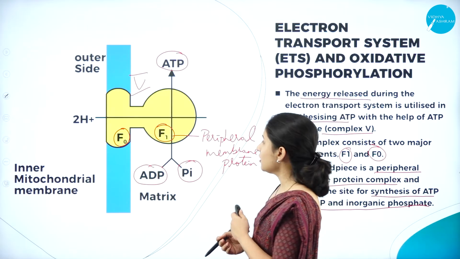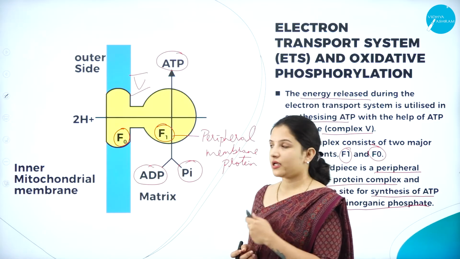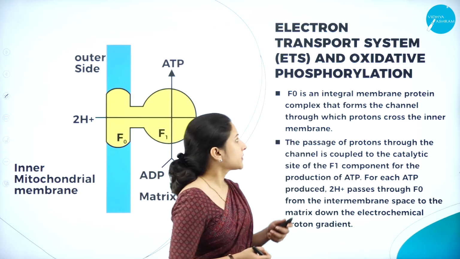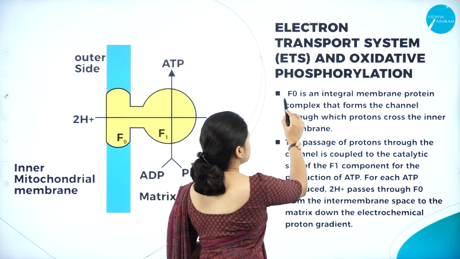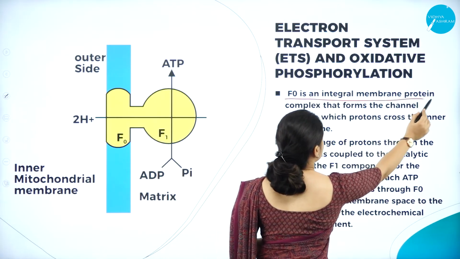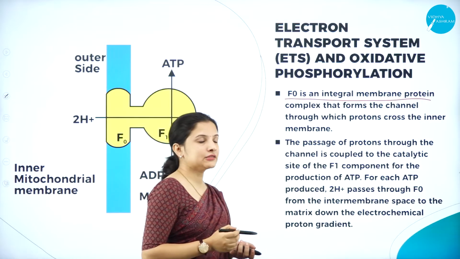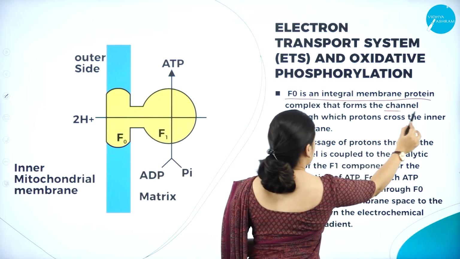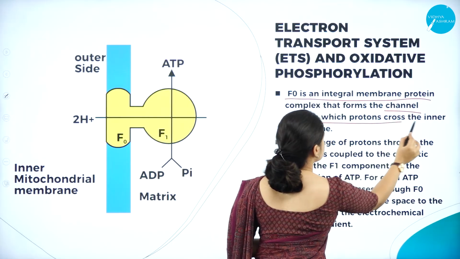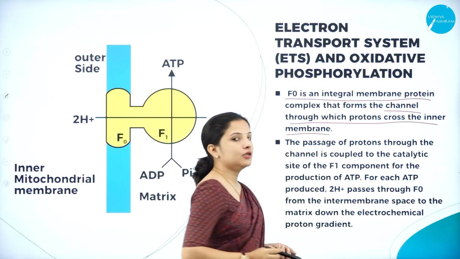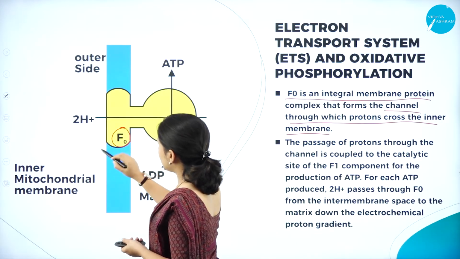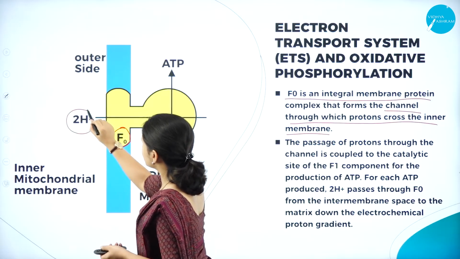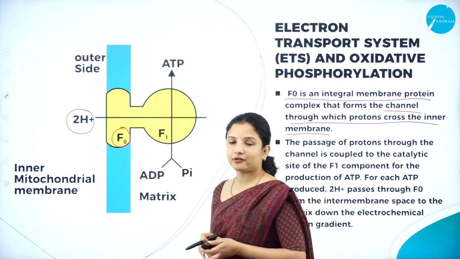So this is about oxidative phosphorylation, which we have understood. We talked about F1. F0 is an integral membrane protein complex and it forms a channel through which the protons cross the inner membrane. If you can see here, F0 helps the protons to cross the inner membrane of the mitochondria.